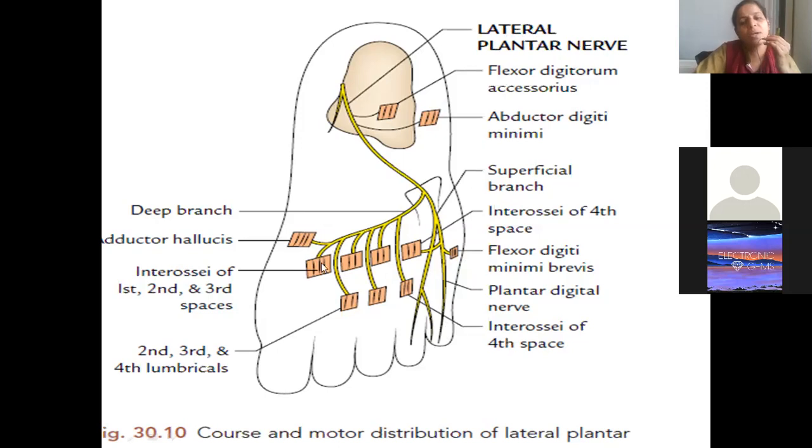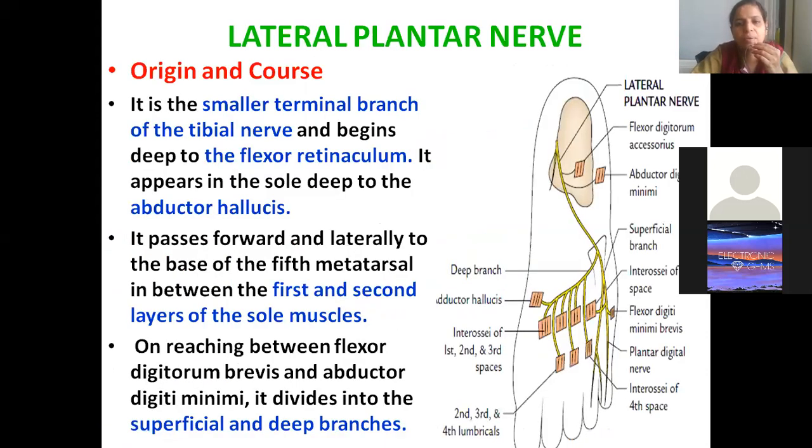So whatever muscles are left over, apart from the ones which are supplied by the medial plantar nerve, now you need to list the adductor hallucis, the interossei of first, second, and third spaces, second, third, fourth lumbricals. They are supplied by lateral plantar nerve. So you just practice this diagram. Either medial plantar nerve or lateral plantar nerve or both together usually come as 5 marks question. Okay, that is.